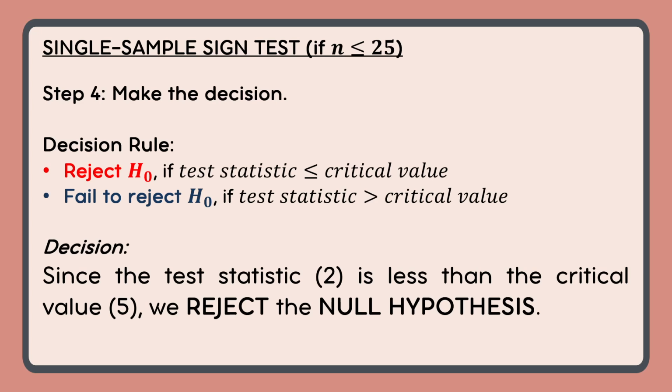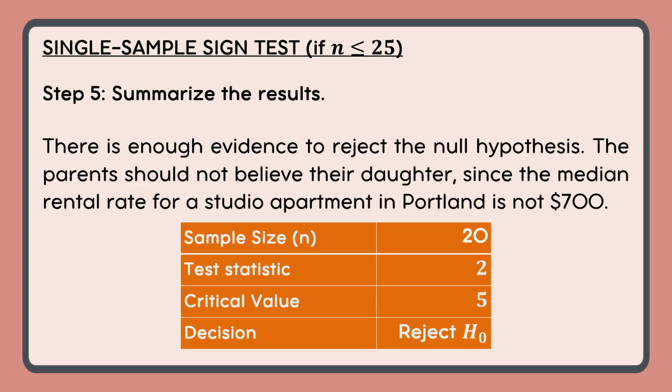So our decision is to reject the null hypothesis since the test statistic 2 is less than our critical value of 5. Since we will reject the H0, we can conclude that there is enough evidence to reject the null hypothesis. The parents should not believe their daughter since we rejected the null hypothesis. This means that the median rental rate for a studio apartment in Portland is not equal to 700.